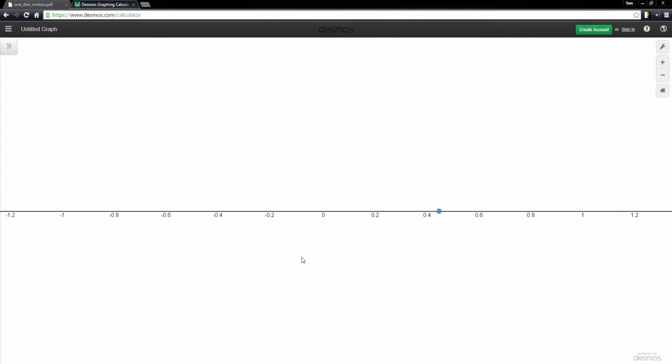In the next video, I will show you how to set up these motion problems on Desmos.com, so you can take a look at them yourself. All right.